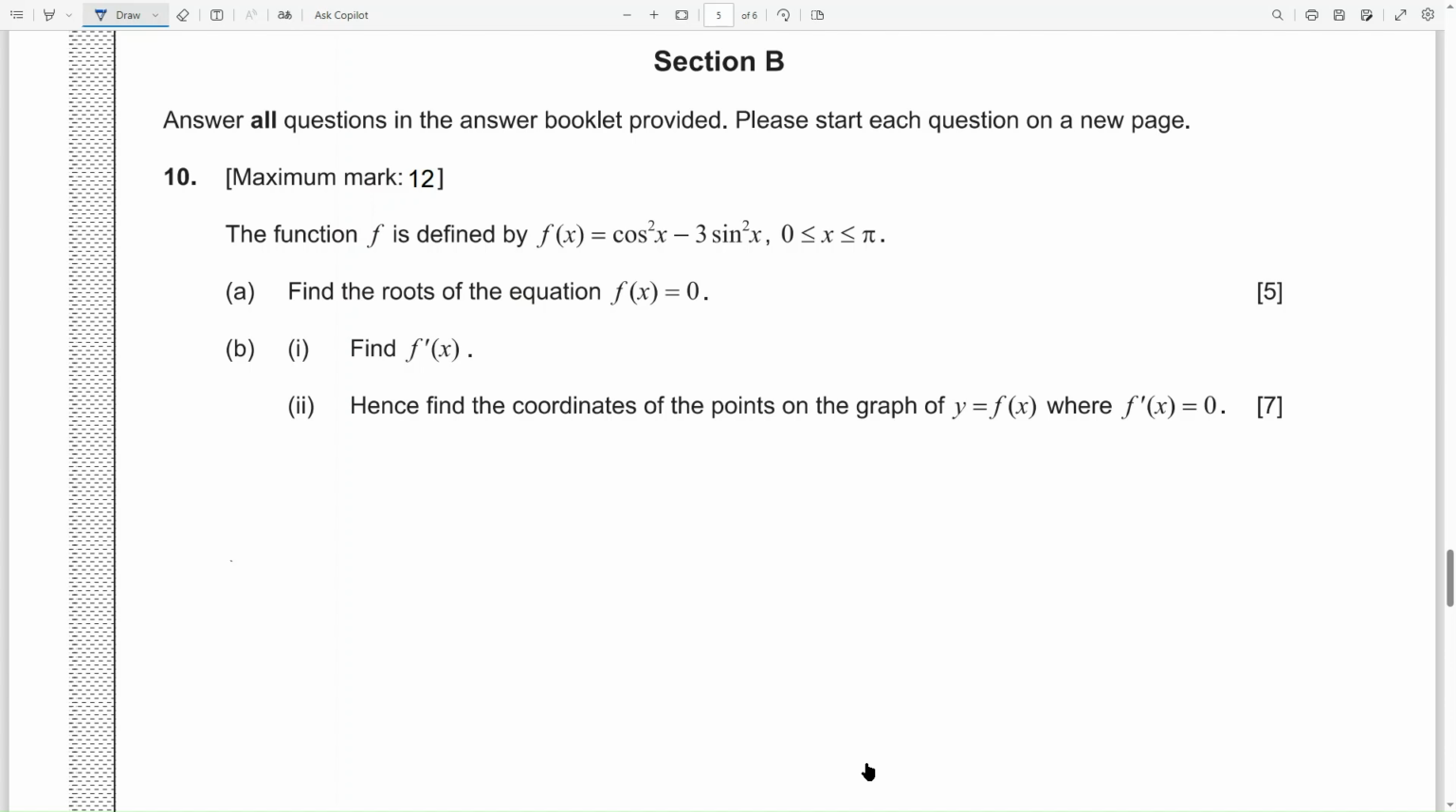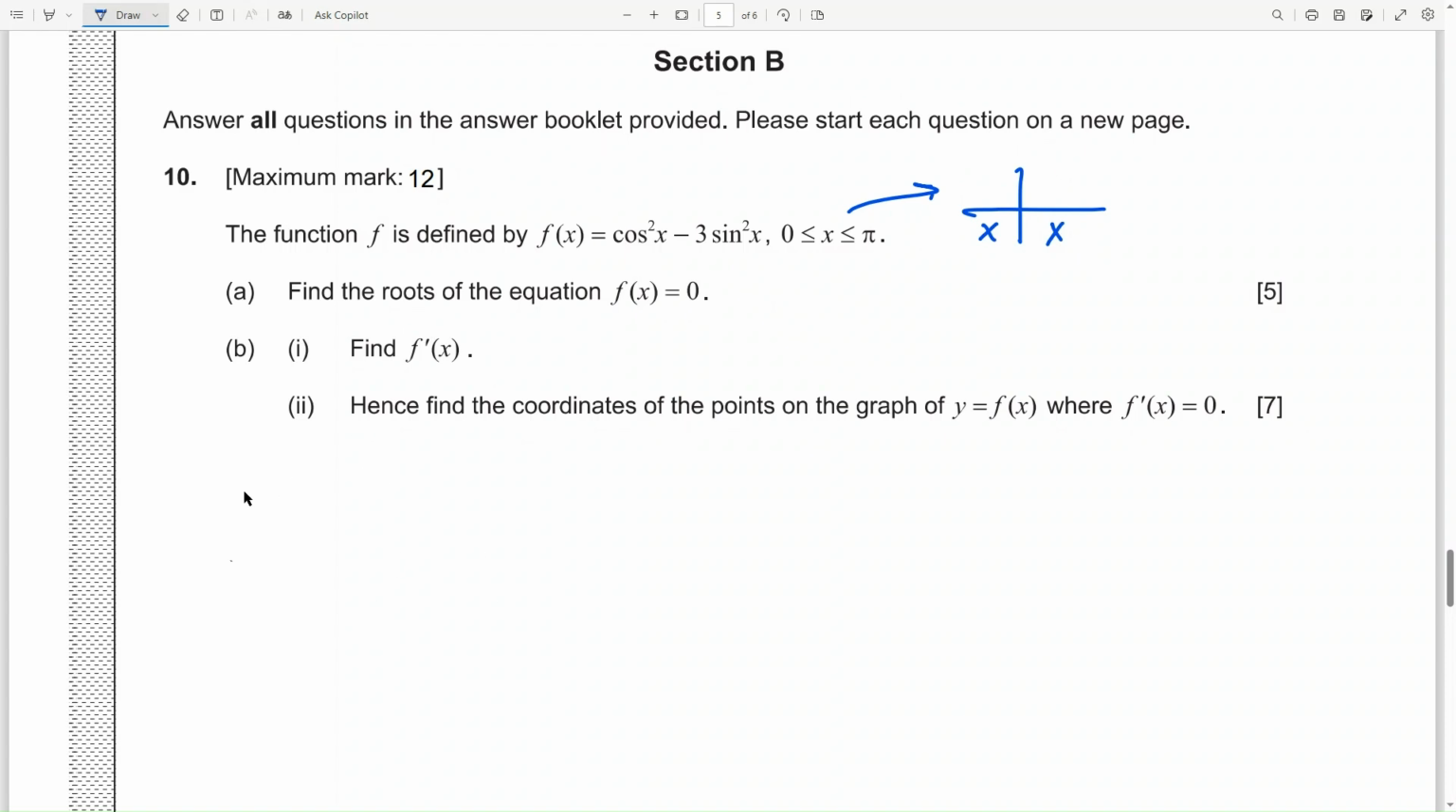Question 10 says the function f is defined by f of x is equal to cos squared x minus 3 sine squared x. Find the roots of the equation between 0 and pi, right? Once again, that tells you that you're not going to look for any solutions in the third quadrant or the fourth quadrant. You're only focused on the first quadrant and the second quadrant. So let's see what that's going to look like.